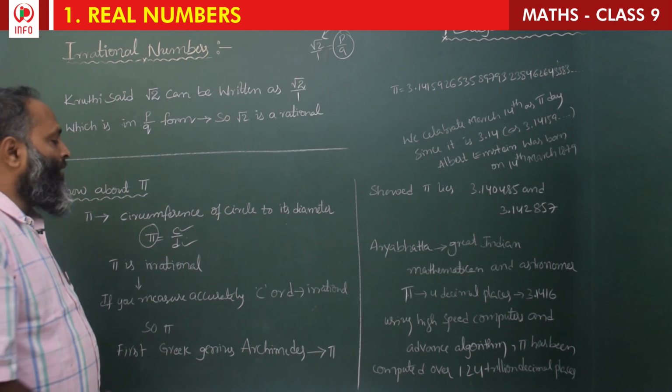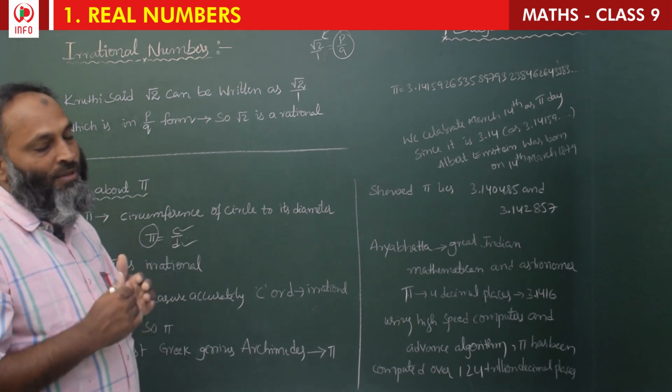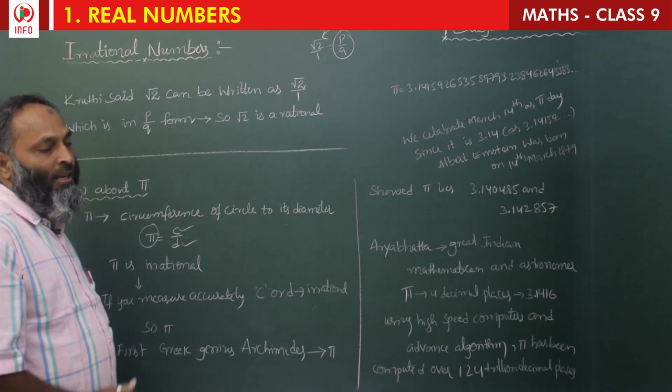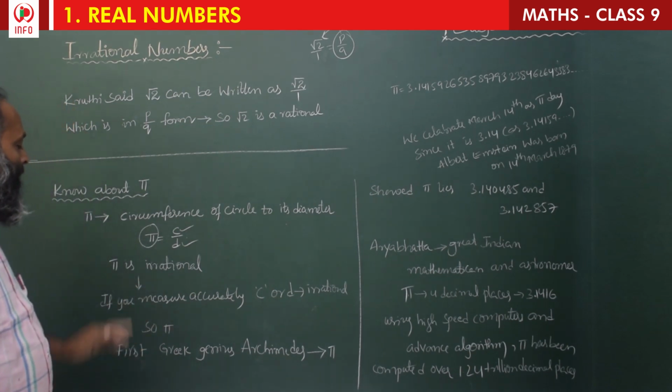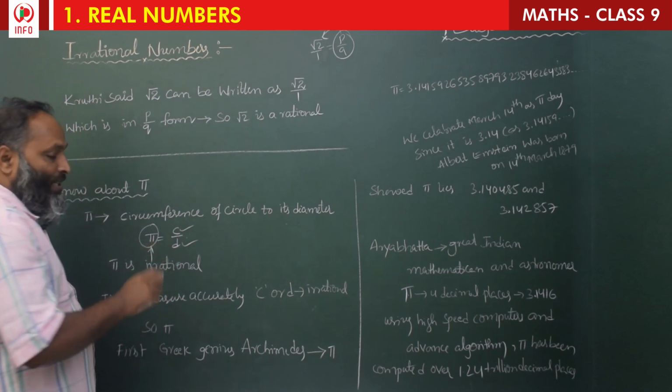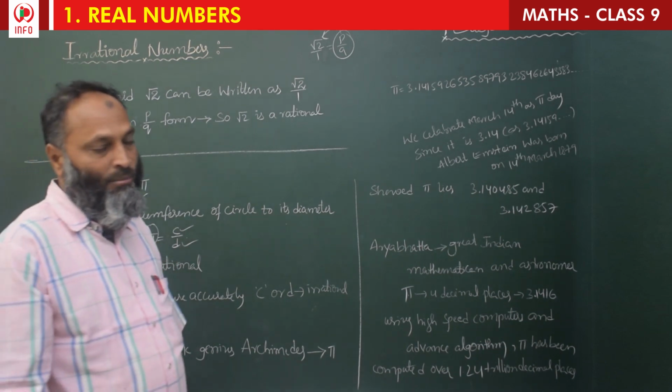So, what is the pi value? Pi means the ratio of the circumference of a circle and the diameter of that circle. Here pi is an irrational number. It is not a rational number, it is an irrational number.